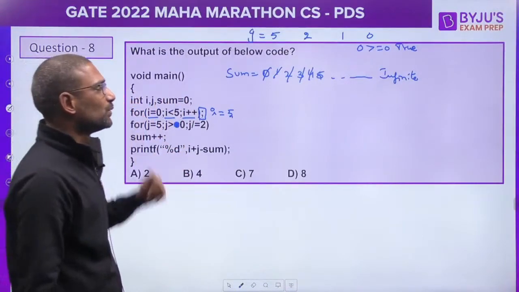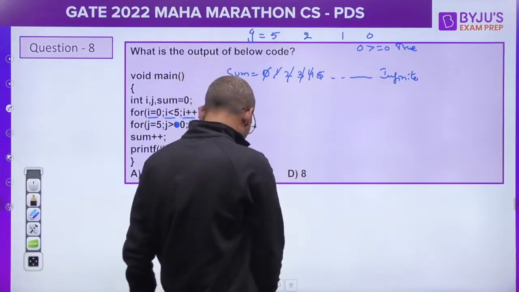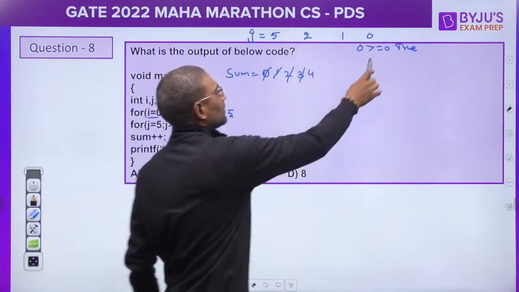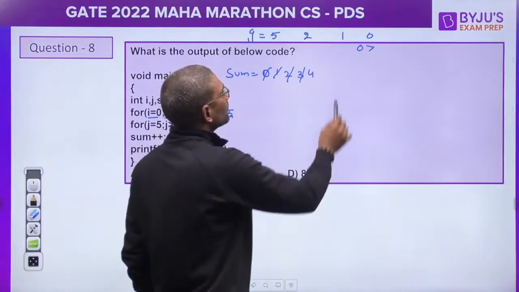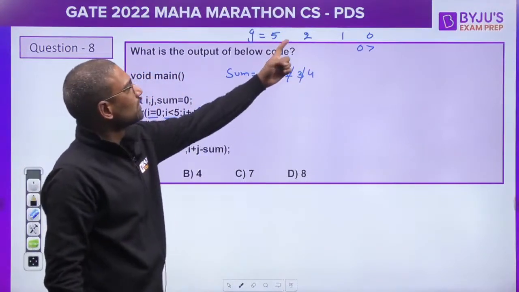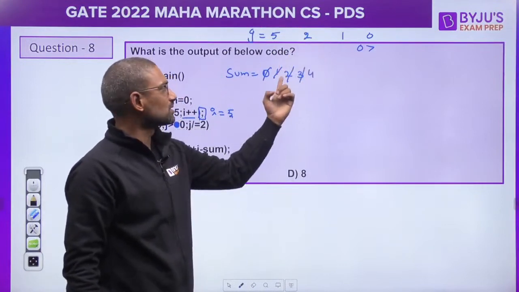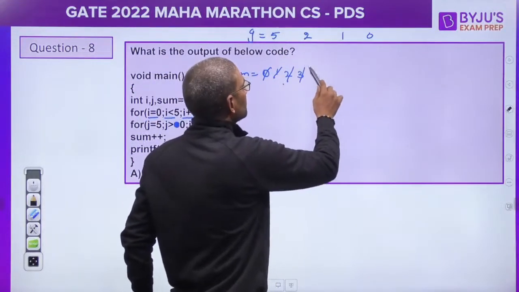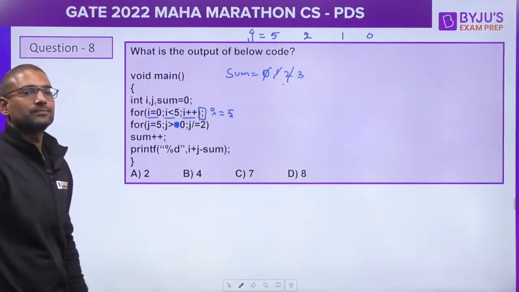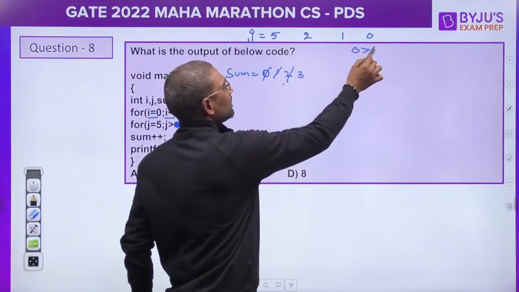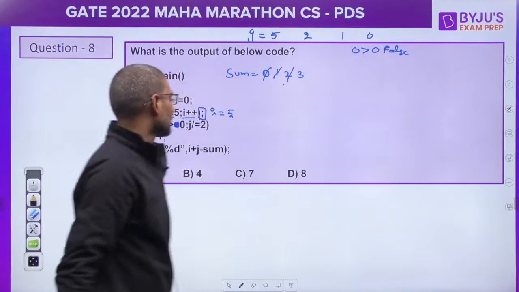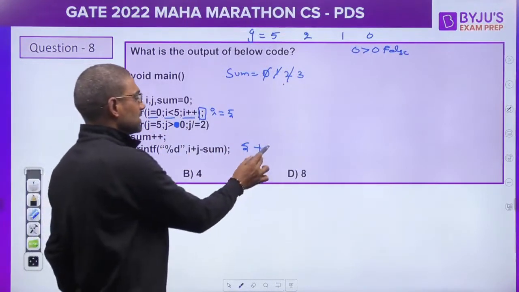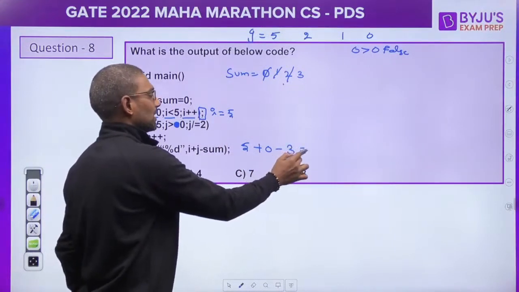So when it is greater than 0, where does it stop? At 4 it stops. So 5, sum becomes 1, j becomes 2, 2 greater than 0, sum becomes 2, 1 greater than 0, sum becomes 3, 0 greater than 0 is false. So here sum will be only 3. So now what is i? i is 5 plus, where we stop j at 0, minus the sum, which is 3. This would be 2.